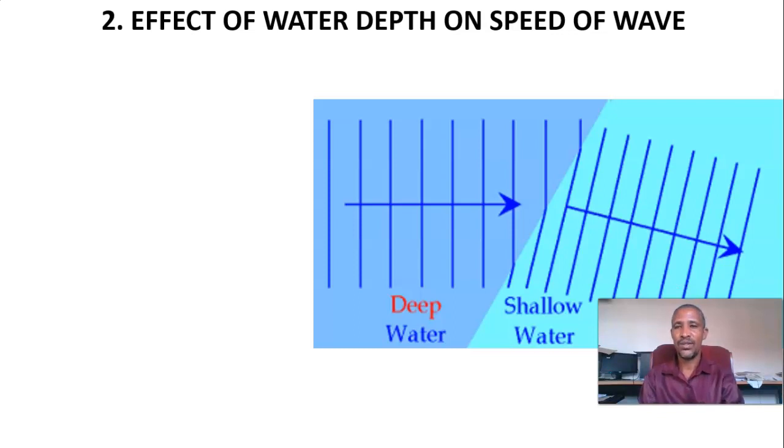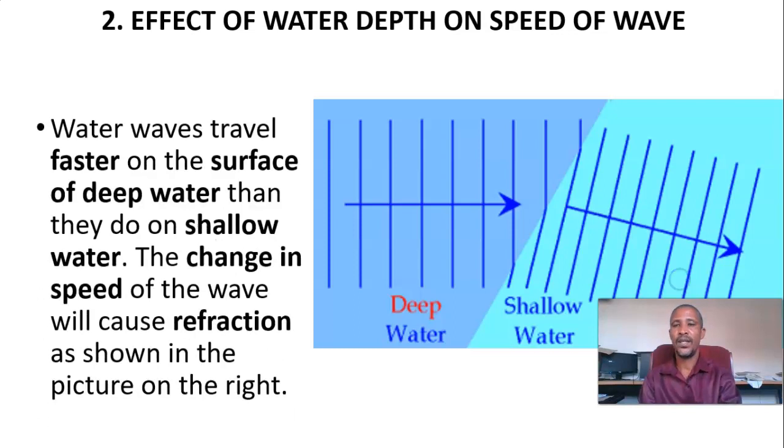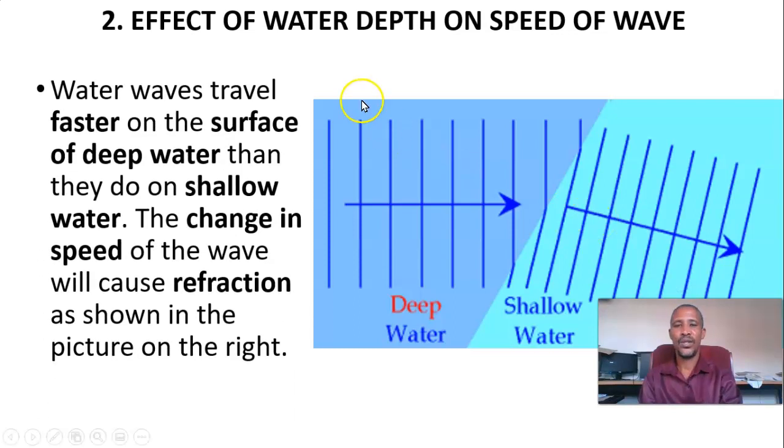2. Let's look at the effects of water depth on speed of a wave. Now, water waves travel faster on the surface of deep waters than they do on shallow waters. Now, when we look at the diagram here, we have an end where there is a deep water and there is that other end with shallow water.